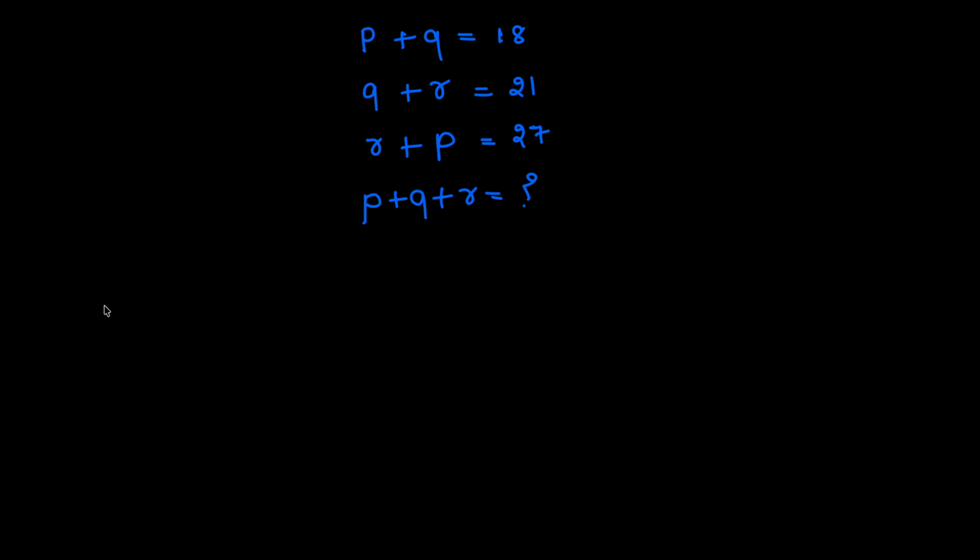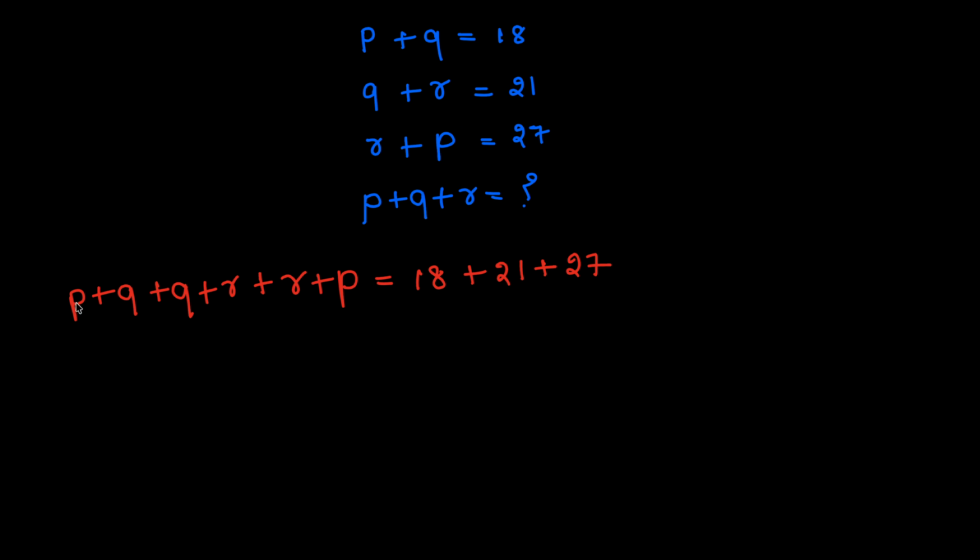On the left hand side, we have P plus Q, then Q plus R, finally R plus P. And on the right hand side, we have values 18 plus 21 plus 27.